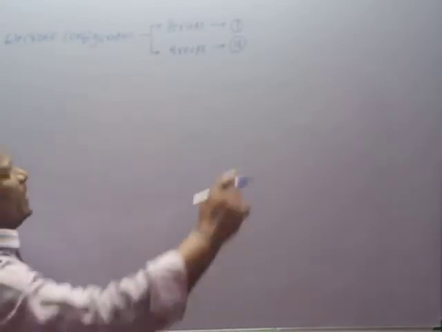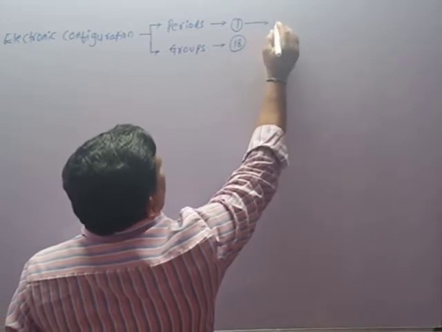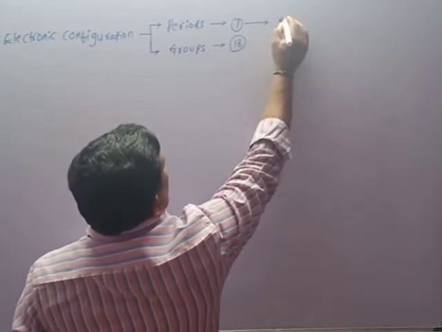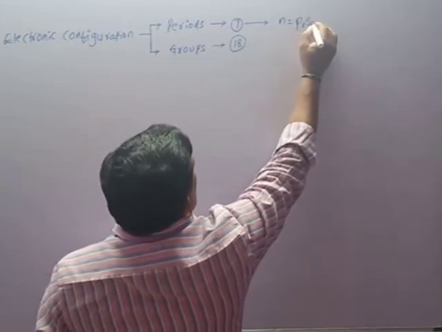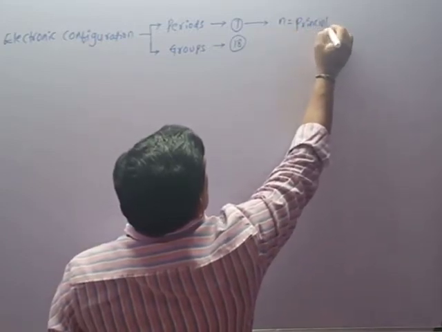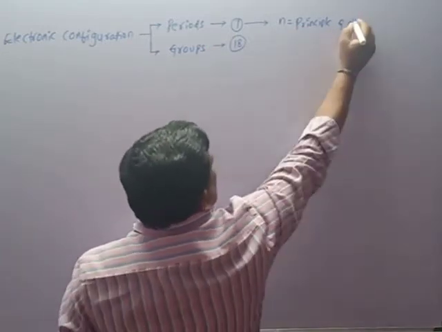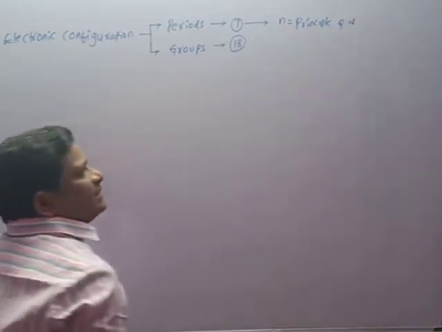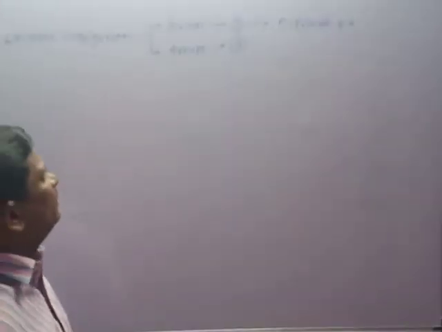So generally, period number indicates the principal quantum number, that is n. So the period number indicates the principal quantum number, or the principal quantum number indicates the period number. So n equals 1, 2, 3, 4, and so on.